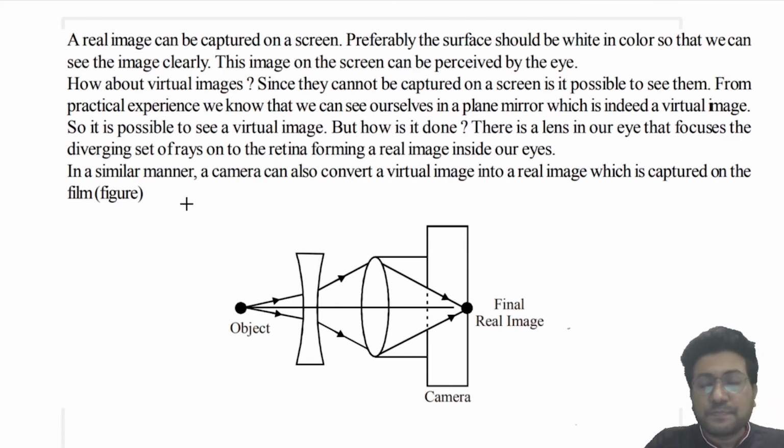In a similar manner, a camera can also convert a virtual image into a real image, which is captured on the film. In a camera, whenever a virtual image is formed, the lens first converts this virtual image into a real image, and then this real image is captured on the film of the camera. We will discuss the functioning of a camera again in optical instruments.